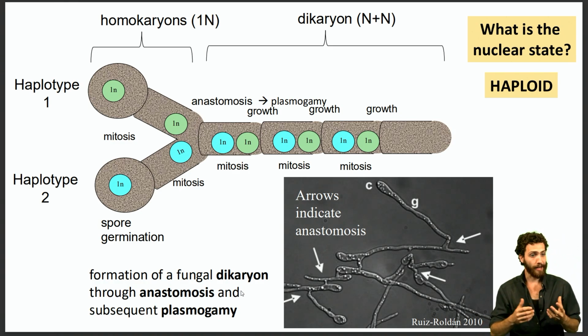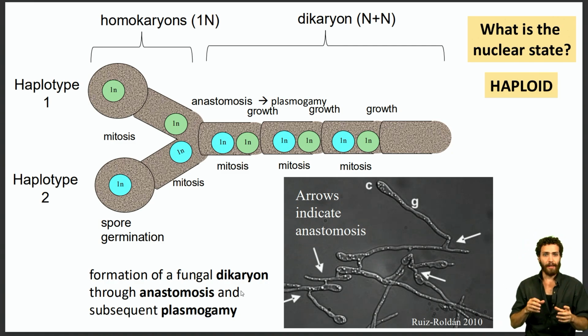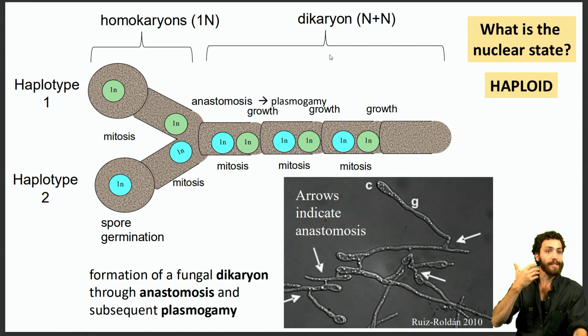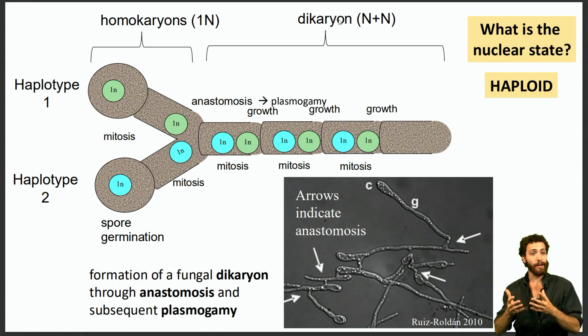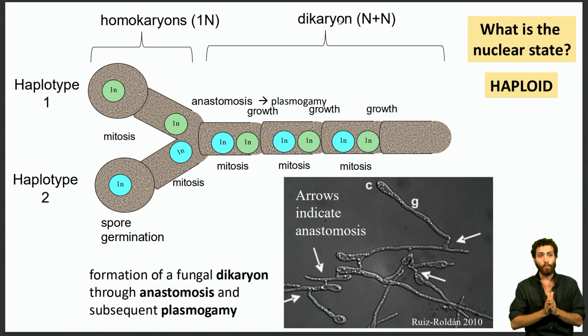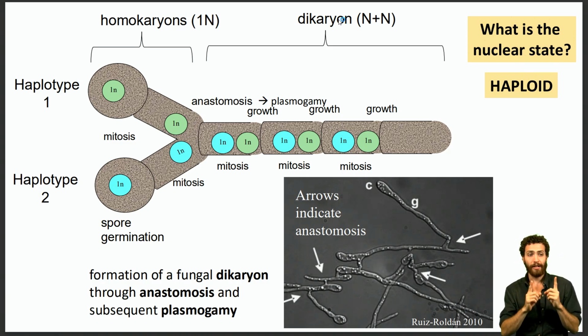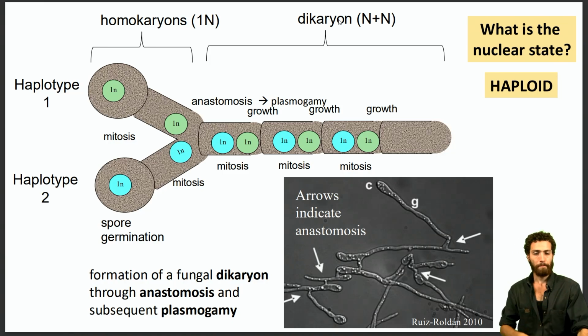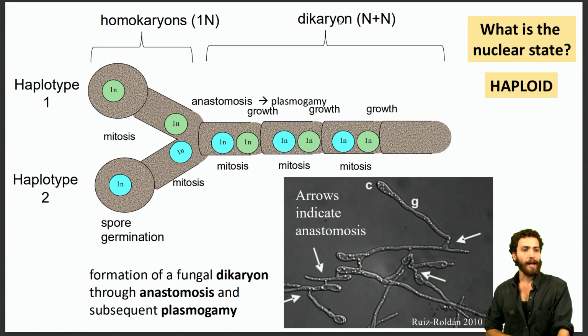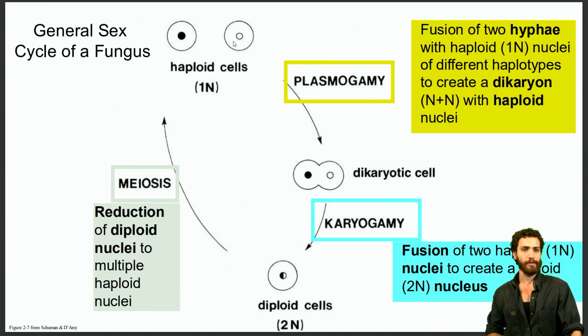We're going to go into this in a second. But I want you to recognize that a dikaryon is the nuclear state where you have two haploid nuclei within each cell. This is an important characteristic, and you will get points off if you don't know this.